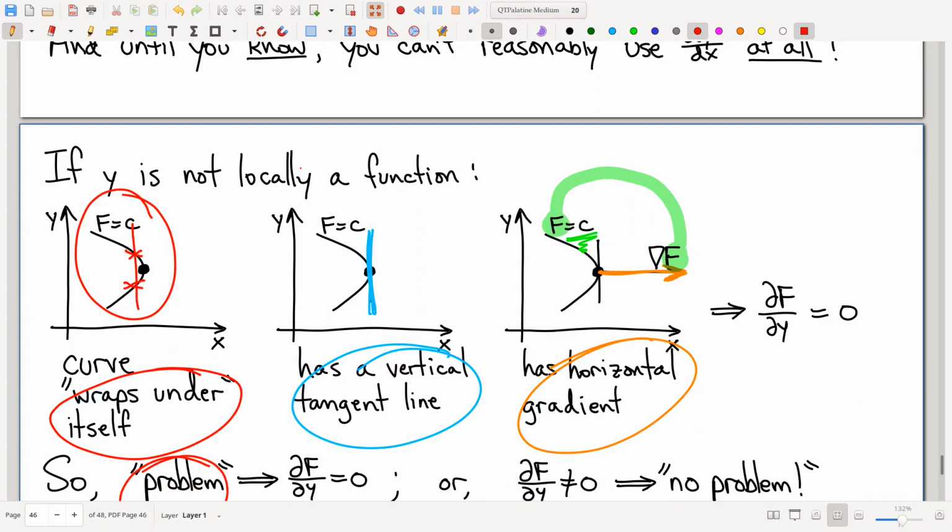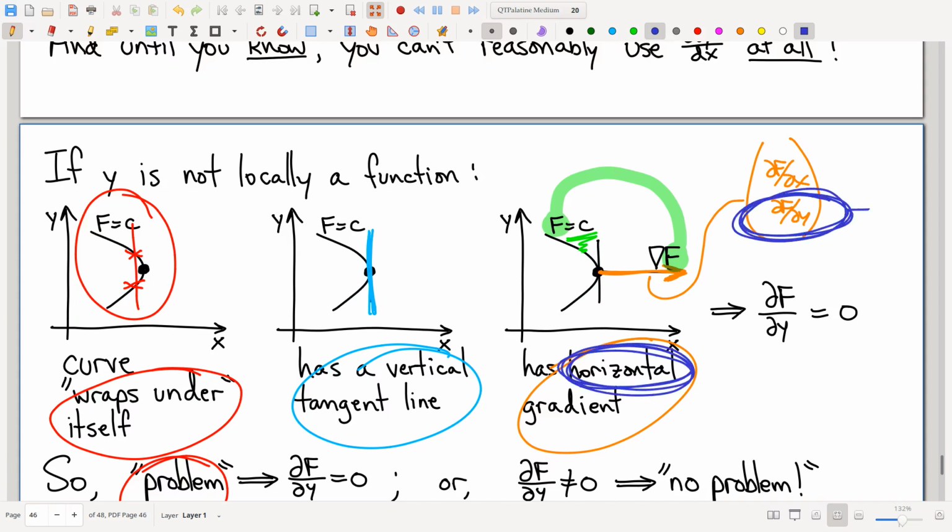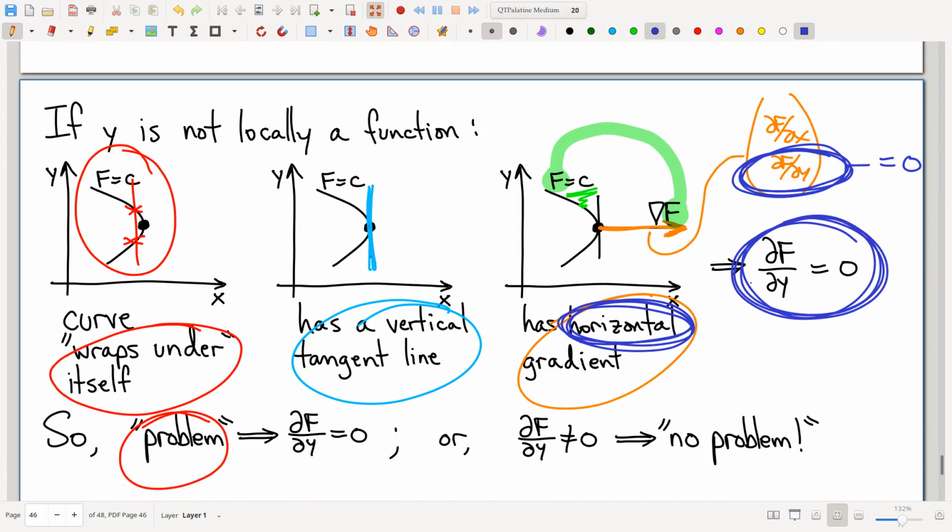Okay, so wait a second. I need the gradient to be horizontal. How do I compute the gradient here? The gradient is the partial of f with respect to x, partial of f with respect to y. What does horizontal mean? Well, horizontal means that component has to equal 0. So the y partial would have to be 0.